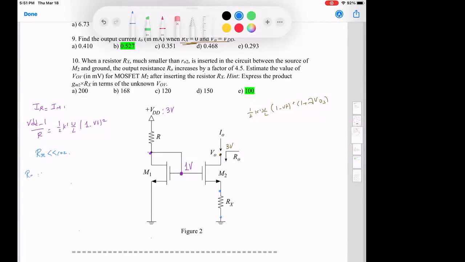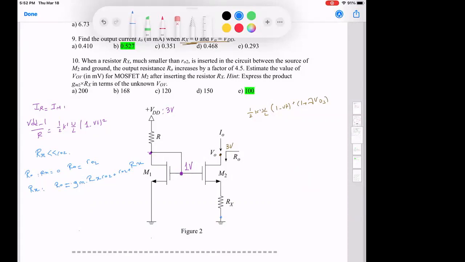So what does RO come out to be when Rx equals 0? If there is no Rx, and this is 0, I'm looking from here and I see just little RO2, right? And then in the presence of Rx, RO will be GM times Rx times RO2 plus RO2 plus Rx. Right? Because looking into the drain of a transistor, biased as in the current mirror and grounded with a resistor RS at the source, I will have GM RO RS plus RS plus little r. Okay, so he's telling me that this new resistance over the old resistance is increased by a factor of 4.5.